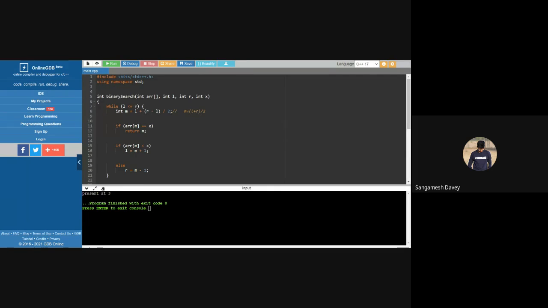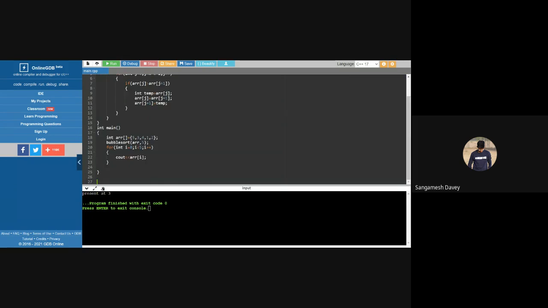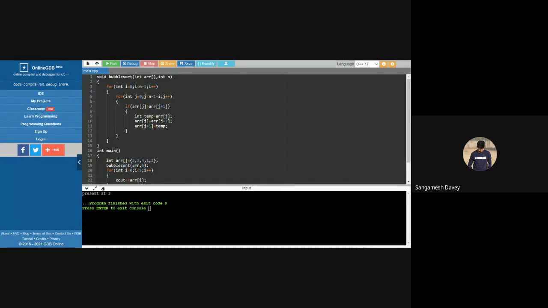But okay, one second. Can someone tell me how can I modify bubble sort so as to make it better? Anyone out there? We can give j equal to i plus 1. Okay, that is one method, an optimization method. Any other optimization method? We learn this in our second year. Come on.